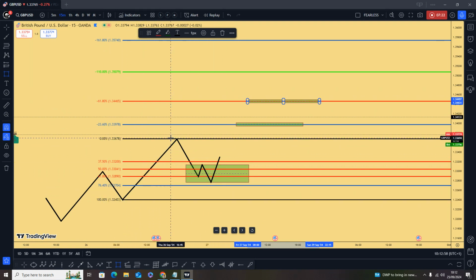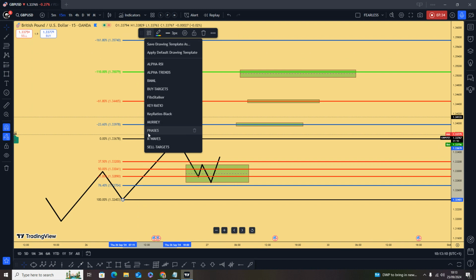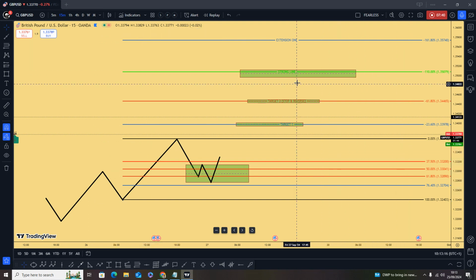Once we draw it up here, then this will project itself. I have other lines here. This is what we call the strong line. Then I'll use, let's use the template quickly, key ratio. Then you can see the lines are drawn out and labeled. This is the extension one.